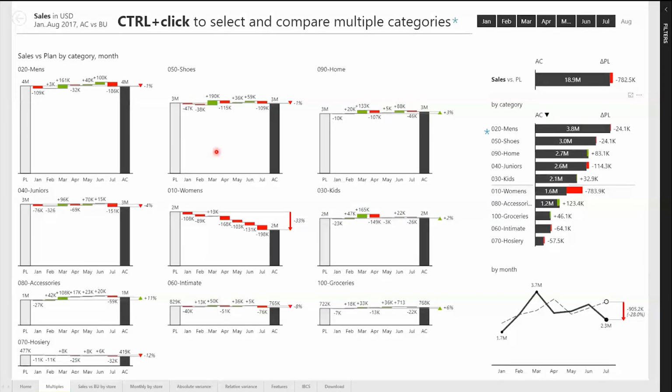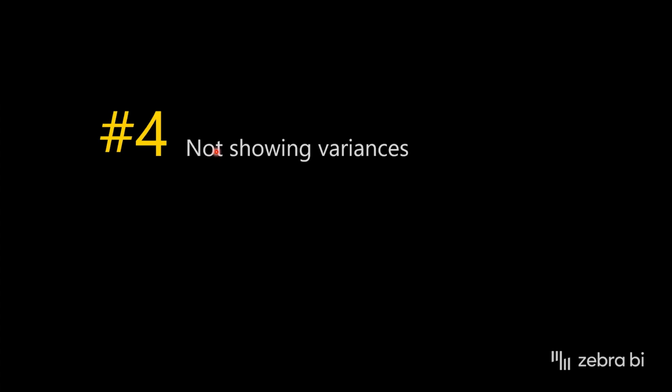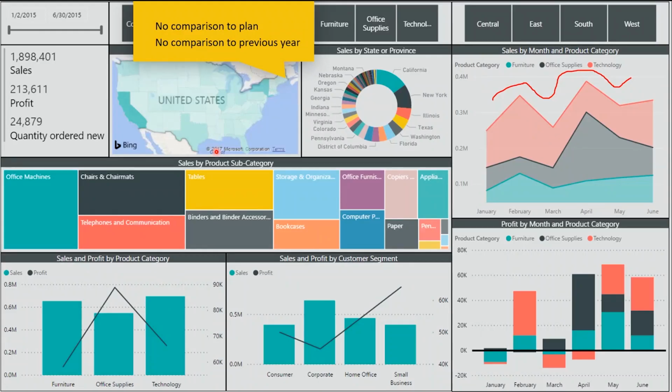And this is only possible if you're using clean charts with a limited number of colors. Otherwise, it would be simply illegible and not understandable. My number four, not showing variances. This is a really critical problem in Power BI, mostly because the native Power BI charts are not very suitable to show the comparisons, to show the variances.